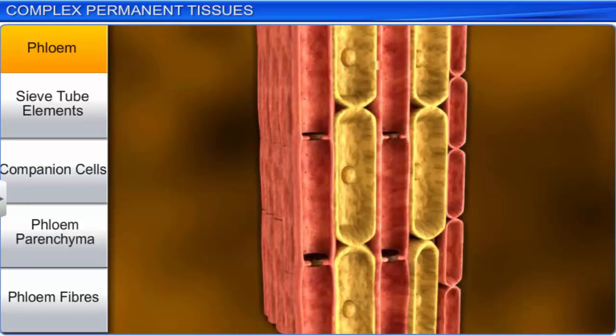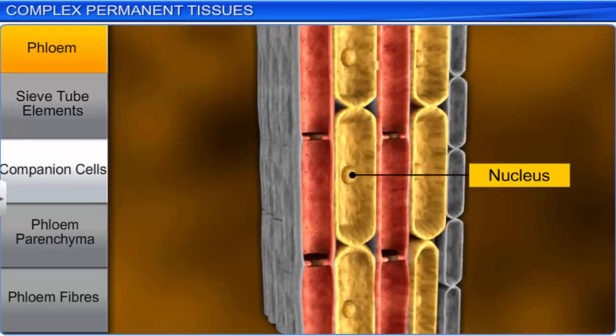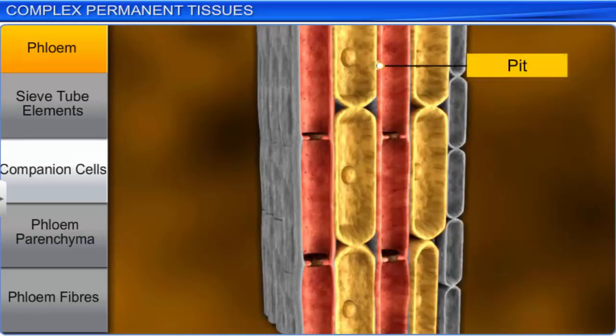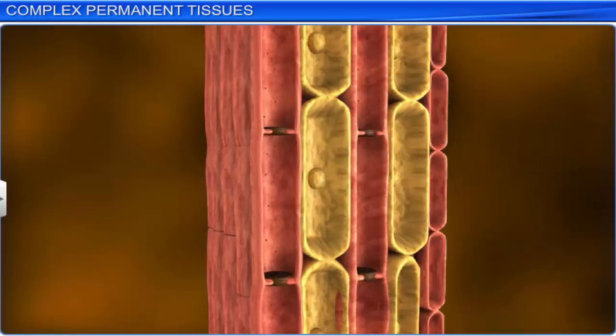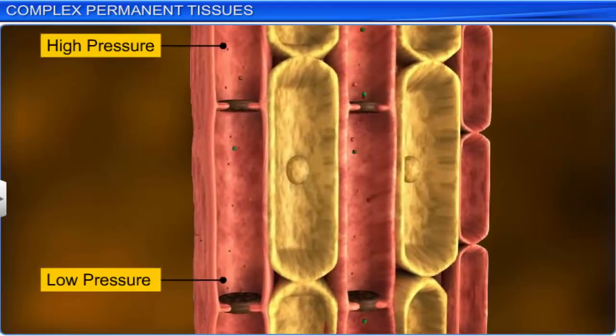The end walls of sieve tube elements are perforated in a sieve-like manner and form sieve plates. The functions of sieve tubes are controlled by the nucleus of the companion cells. The sieve tube elements and companion cells are connected by pit fields present between their common longitudinal walls. The companion cells also help in maintaining the pressure gradient in the sieve tubes.